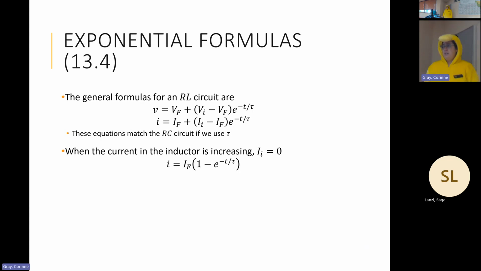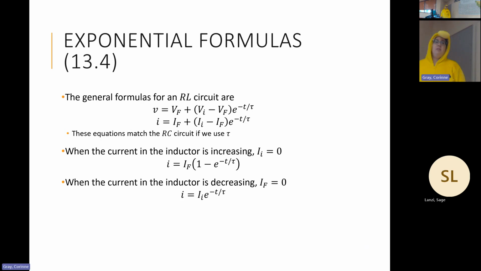If we're decreasing, that's going to be the situation where our final current is going to be 0. So that whole term is 0, and all we're going to have is the initial current times e to the minus t divided by tau. We just need to be careful, again, knowing what the initials and finals look like, and utilizing them.